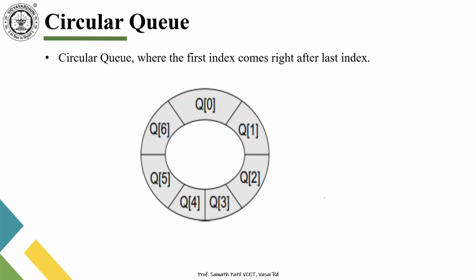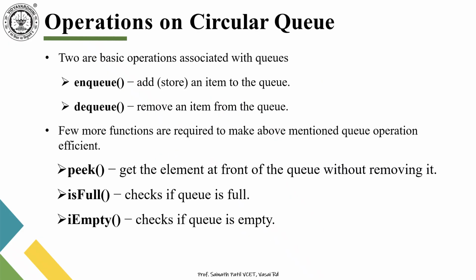To overcome this drawback, circular queue is used, where the first index comes right after the last index. So here this is the zeroth or first. This immediately follows the last. So it is always in a circular manner. So let's have a look at the operations on circular queue.